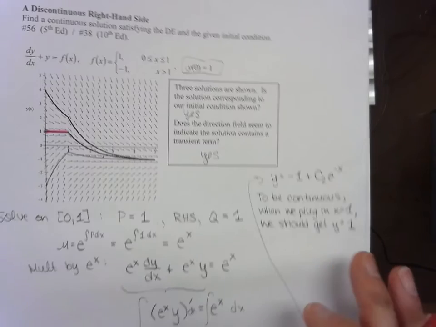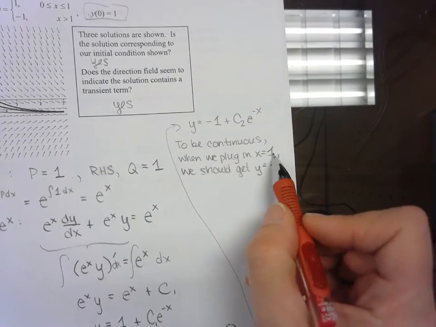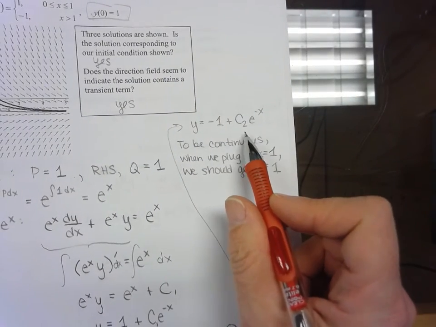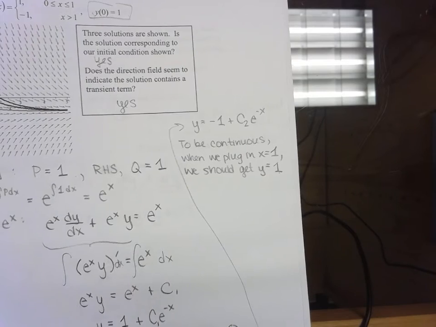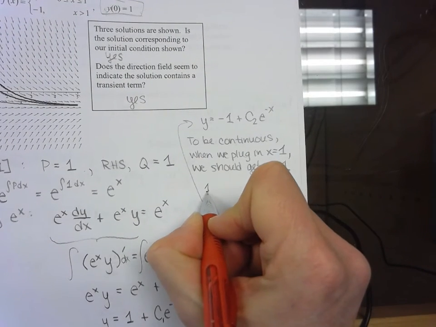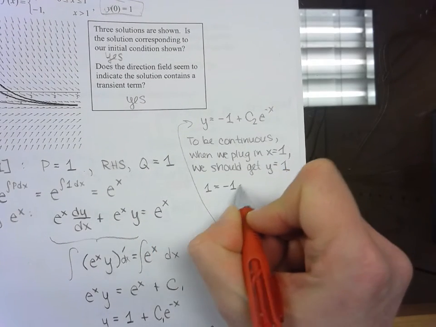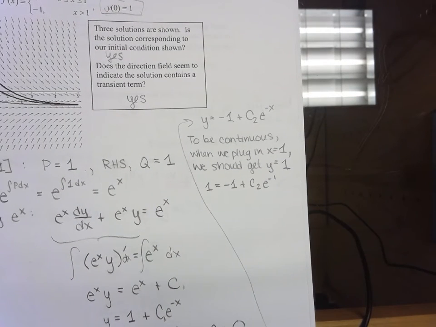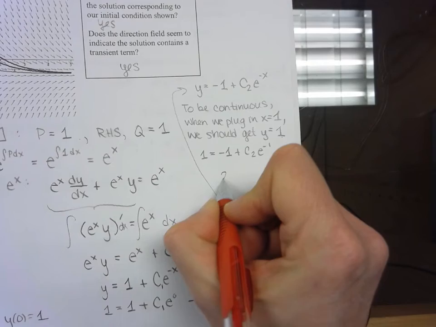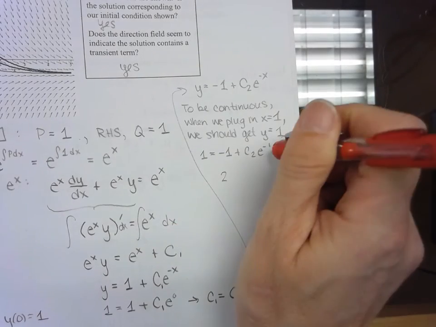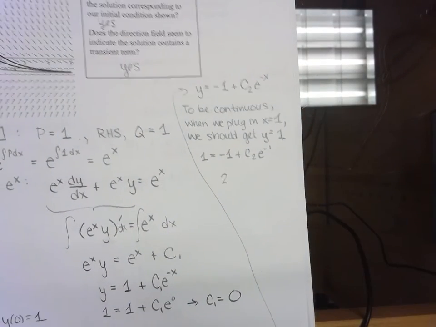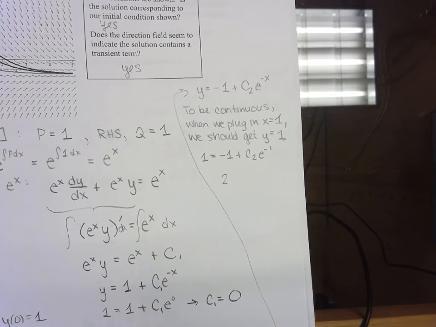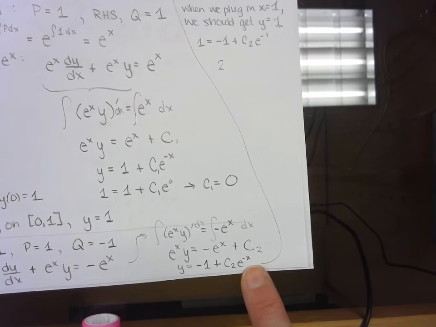So let's plug 1 in for x and 1 in for y, and that's going to help us solve for C2. So 1 equals -1 plus C2 e to the -1. So first I'd add 1 to both sides, so I get 2 equals C2 e to the -1. I don't know where that shouldn't be a negative, I'm sorry.